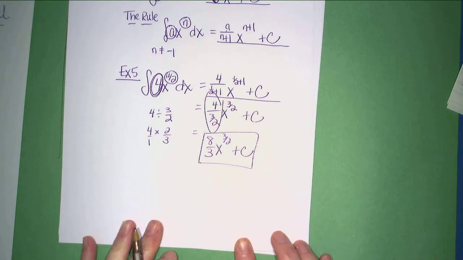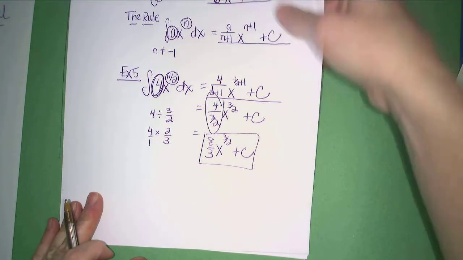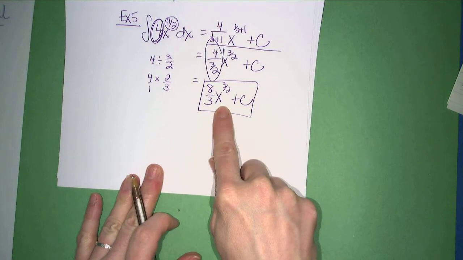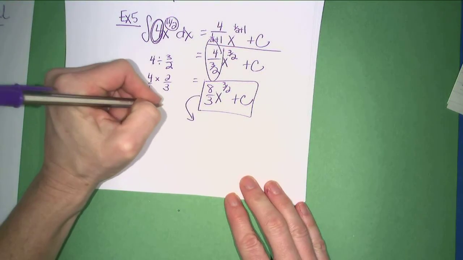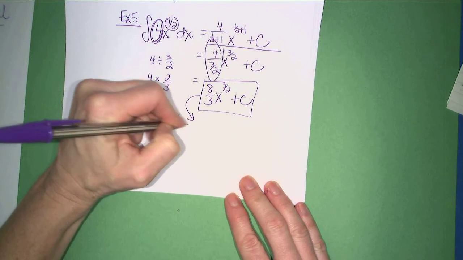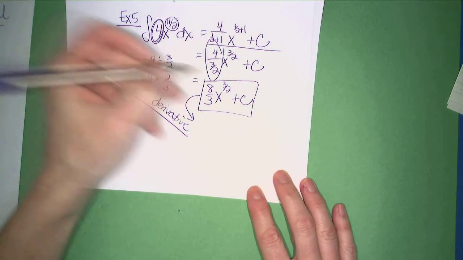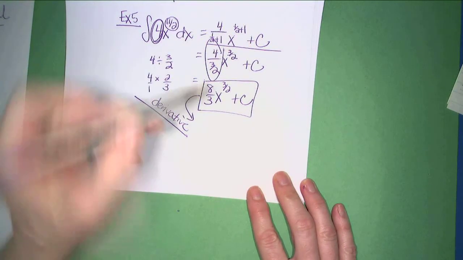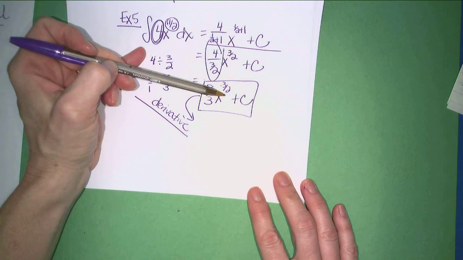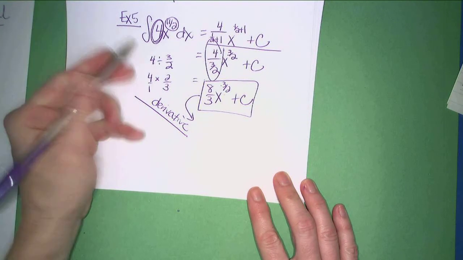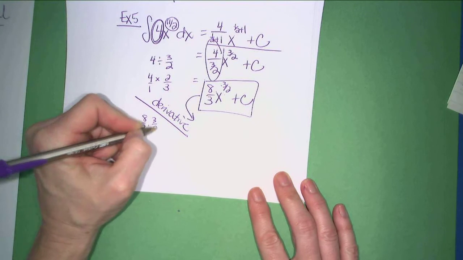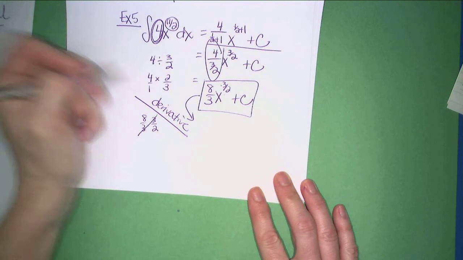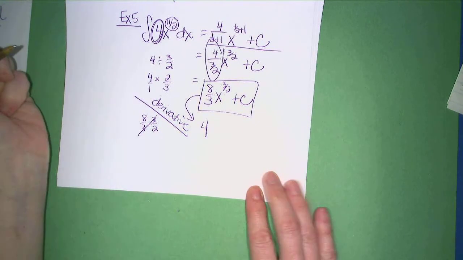The great thing about antiderivatives is that you can check them. So if this is your final answer, if we just take the derivative, we should get back what we started with. So let's see, if we use the power rule from chapter 3, 3/2 times 8/3. Let's see what that is. 8/3 times 3/2. Well, these 3's will cancel, and 8 divided by 2 is 4x.